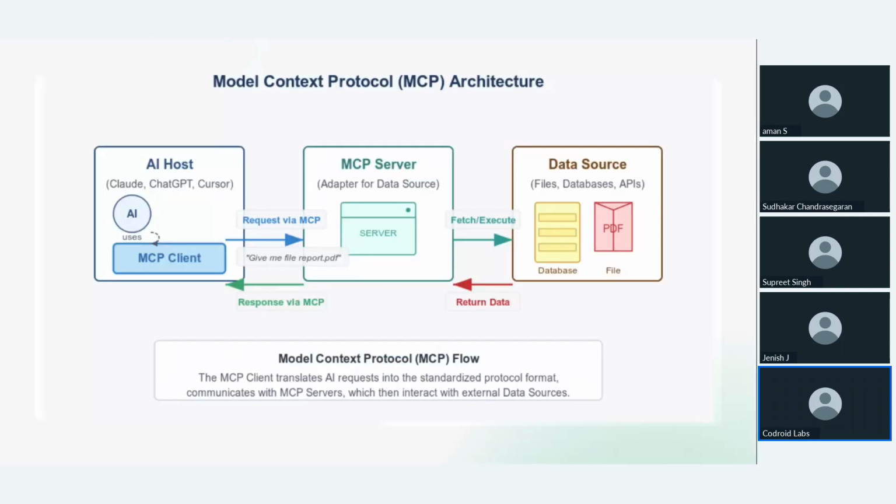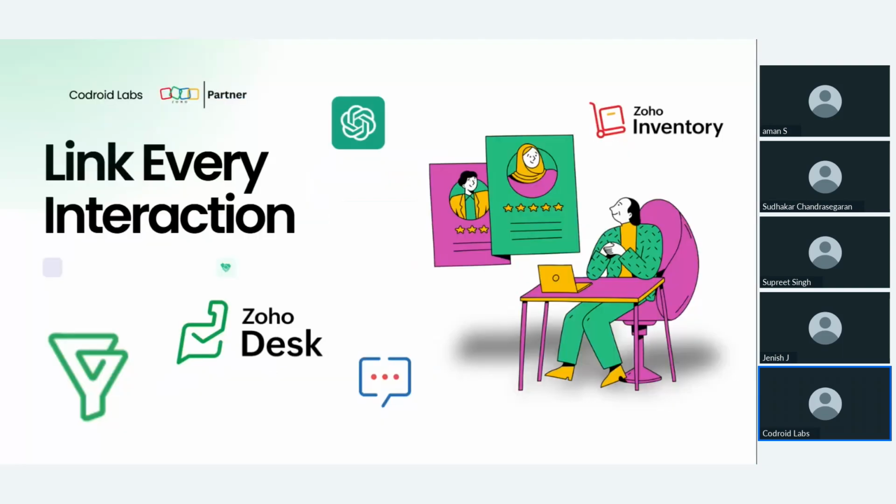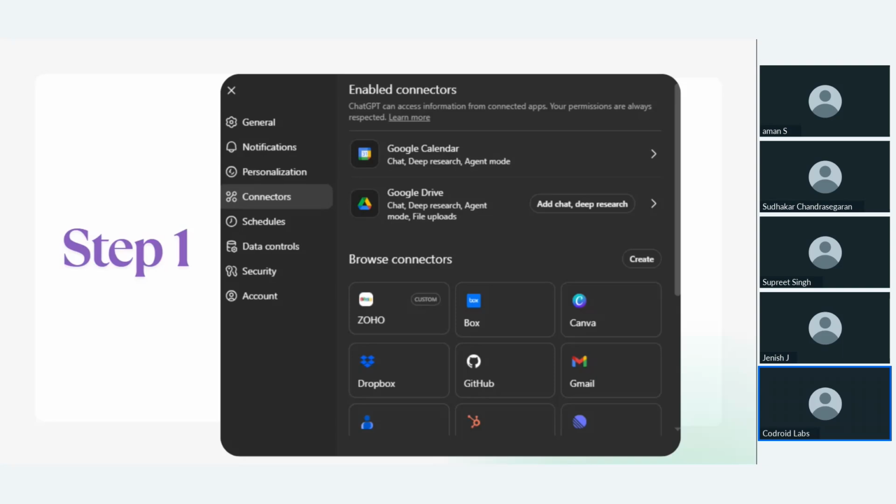I think you have understood this. Second, we can link this integration with many applications. In today's webinar, we will look at Zoho Bigin, Zoho Desk, Cliq, and Zoho Inventory. These are the four applications. We can communicate with them, giving prompts inside ChatGPT and doing CRUD operations in these particular applications.